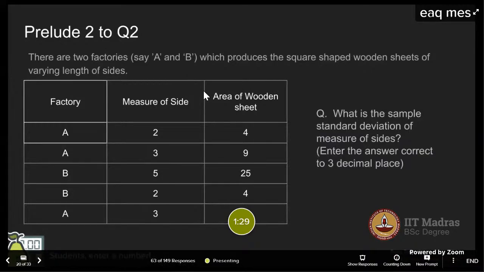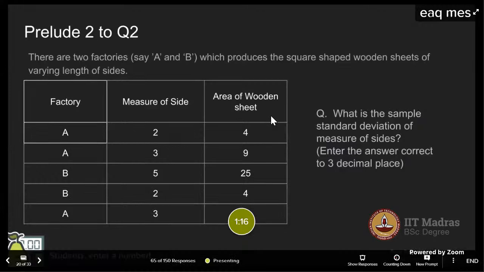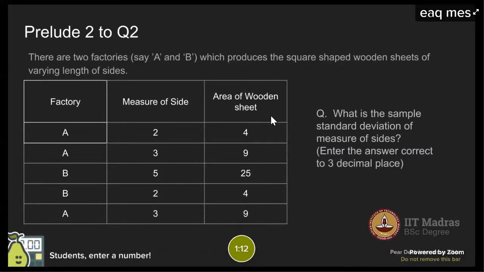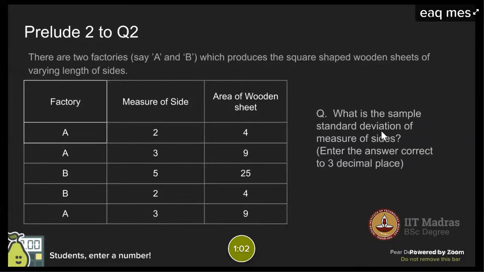Sir, is this question similar to the previous one? In the previous question, we were asking for the population standard deviation, right? Here you have to find the sample standard deviation. You can find it by the formula also, but I want you to use the relation between the population and sample, with n and n minus 1.